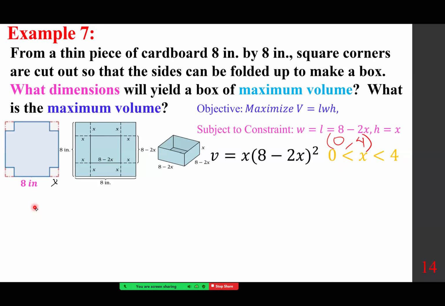Now we are going to work with algebra and simplify this. You're going to square this. You get 8 squared, which is 64, minus the product of these 2 times 2 times 8, minus 32x, plus 4x squared. And then when you multiply by x, you get 64x minus 32x squared plus 4x cubed. Put it in descending order, you get 4x cubed minus 32x squared plus 64x.